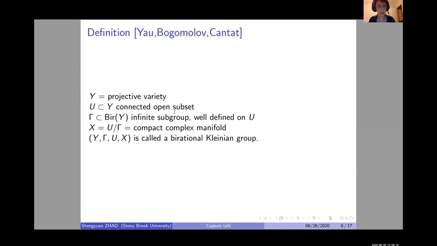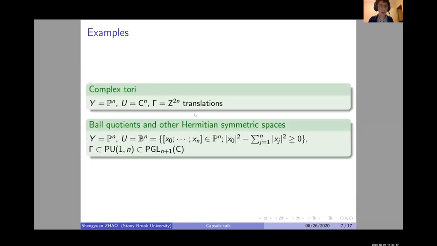You can play with the definition by allowing not just compact, but maybe a quasi-projective quotient as well. But I'm just doing the compact definition, already quite complicated. Okay, so let me give you some examples.